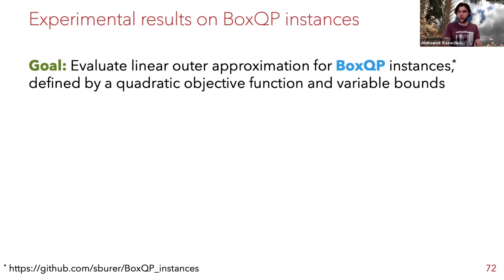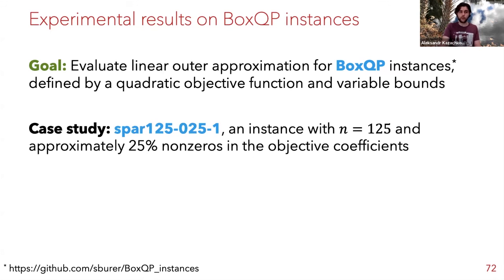Let's evaluate what happens when you add these kinds of dense cuts within certain QCQP instances. Actually, we're going to test a very simple set of instances called box QP instances. They just have an objective function that is quadratic and no quadratic constraints. In fact, there are no constraints except for variable bounds. We will select one of the largest instances in the box QP family, called spar125. It's an instance with n equals 125 and approximately 25% non-zeros in the objective coefficients.